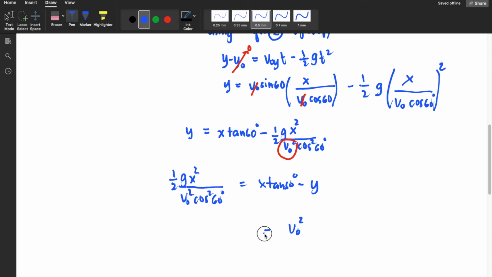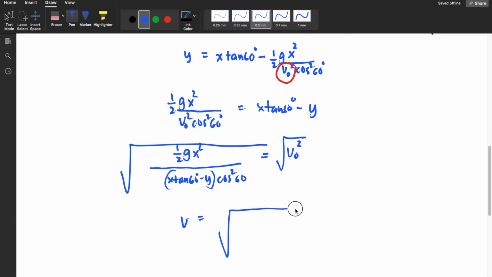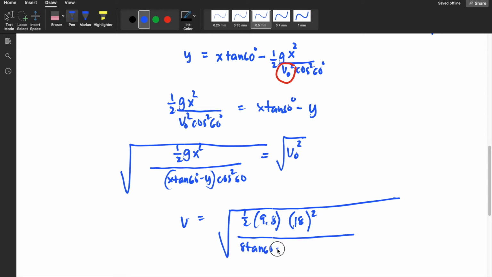So you'll have here V0 squared is equal to 1 half g x squared all over x tangent 60 minus y times cosine squared 60. And then you'll have to square root the entire term. So V0 is simply equal to the square root of 1 half times 9.8 times 18 squared all over 18 tangent 60 minus 8 times cosine squared 60. So the magnitude of your initial velocity is equal to 16.6 meters per second.